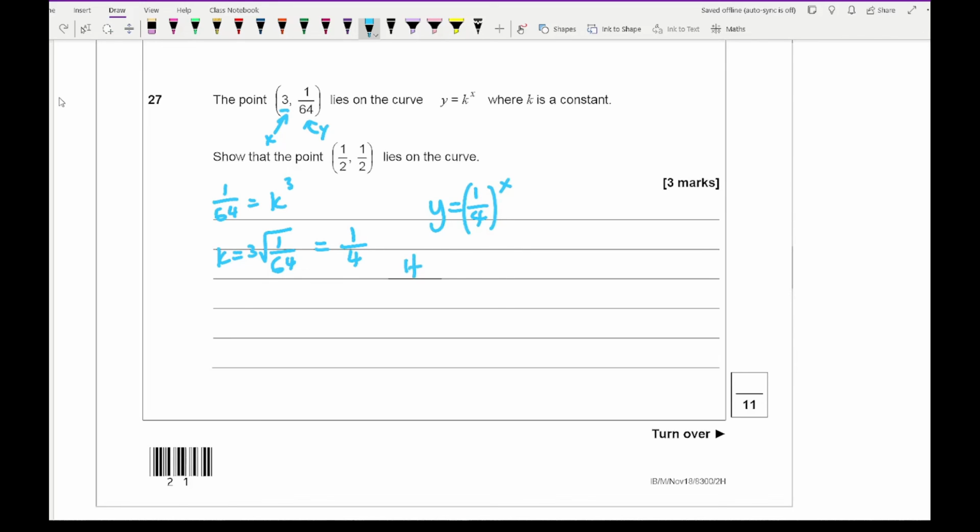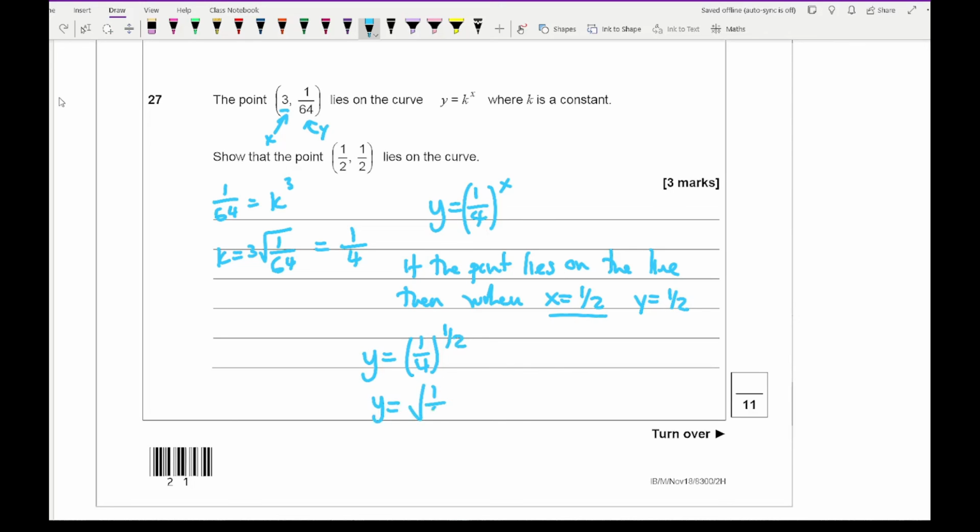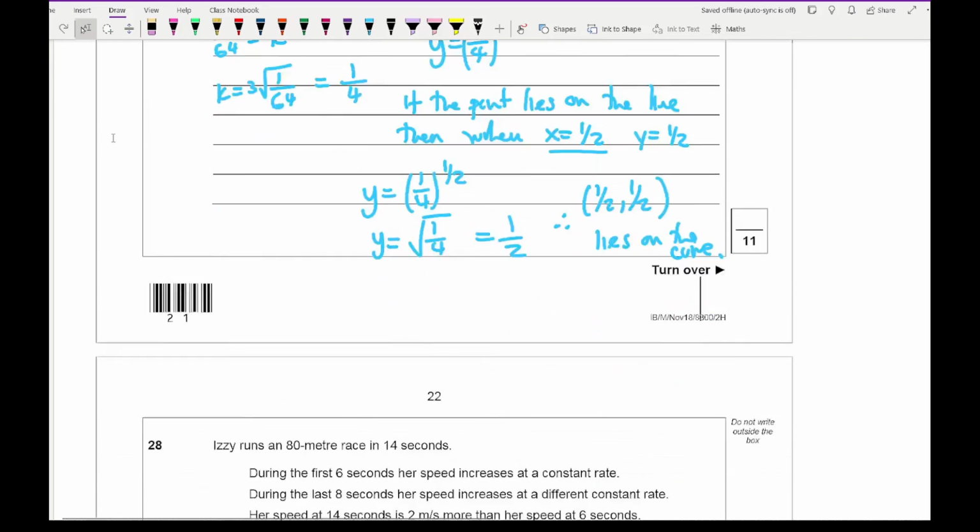Now if the point lies on the line, then when x equals a half, y should equal a half. So what we're going to do is substitute x equals a half into this. So I get y equals a quarter to the power of a half. Now anything to the power of a half is just square roots. So that's y equals the square root of a quarter, which equals a half. So therefore a half lies on the curve. So something along those lines would get you the 3 marks.